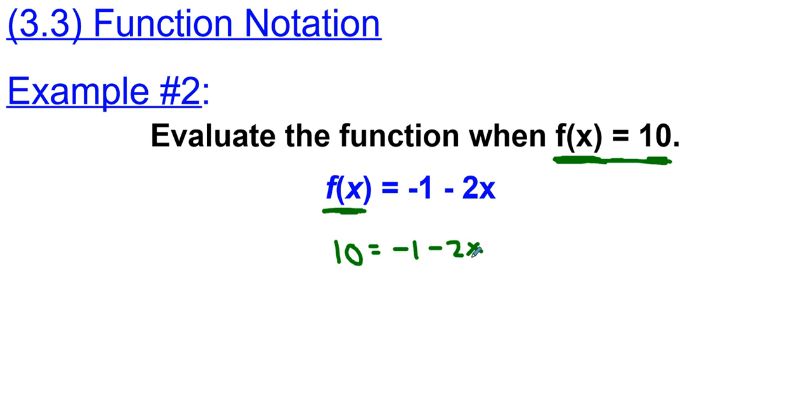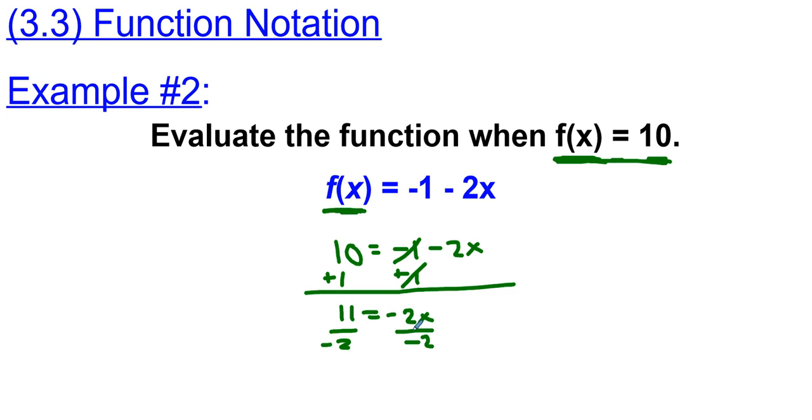So I'm going to add 1 to both sides. That cancels out that negative 1. I get 11 equals negative 2x. Divide both sides by negative 2. That cancels out the negative 2 with the multiplication. x is by itself, and I get 11 divided by negative 2 is negative 5.5.